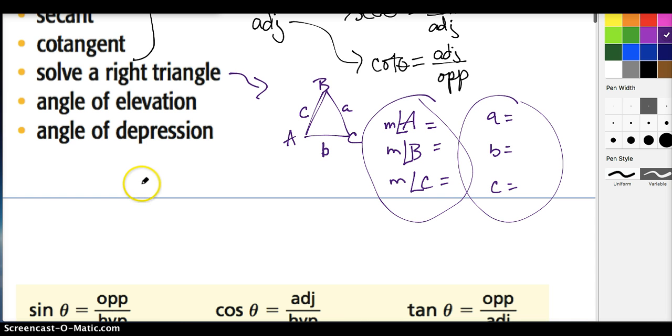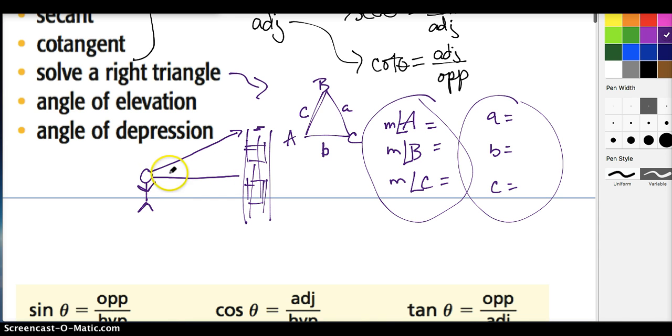If I am standing here and I am tilting my vision up to see the top of a building, I don't know what kind of building this is that has this kind of siding, but if I'm looking up at the building, the angle of elevation would be the angle I make with my head in comparison to a line parallel to the ground. Does that make sense? I hope that doesn't sound crazy.